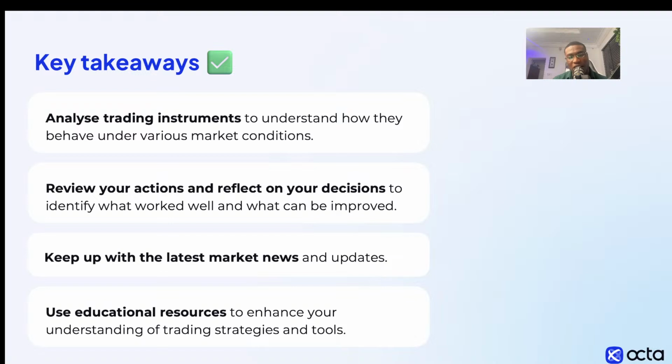Keep up with the latest market news and updates using the Octa economic calendar, and just stay tuned for more updates that will be coming in from the YouTube channel, the market analytics, and also the space feature on your Octa Trader app as well. Always expect that. And learning never stops, guys. So always use the educational resources to improve your learning as a beginner trader and enhance your understanding of your trading strategy. If I don't get any questions, I'll just assume that you guys understood the analysis and it was a great session.